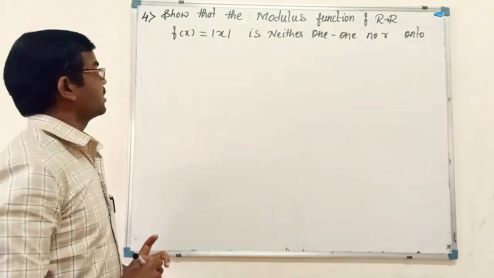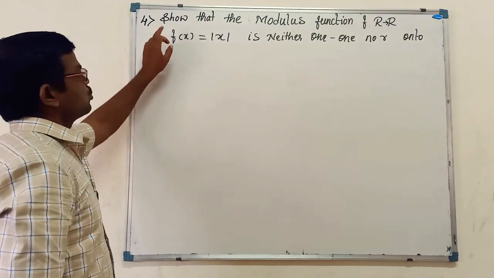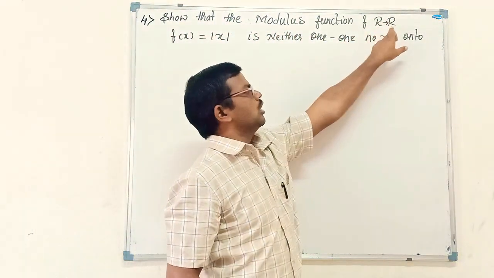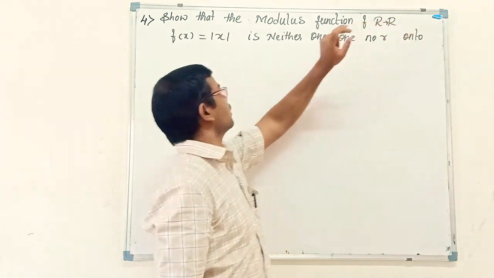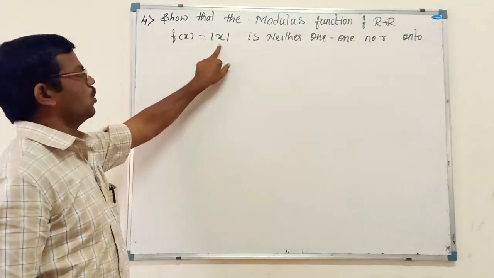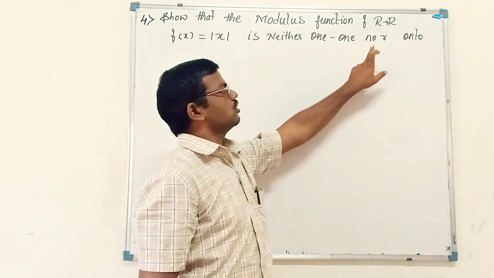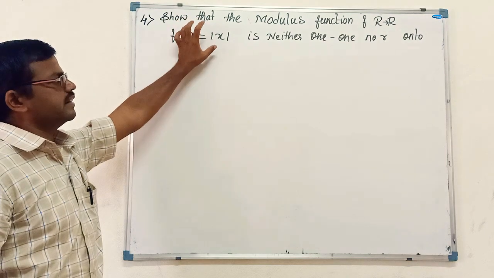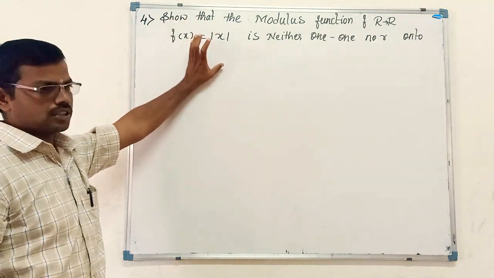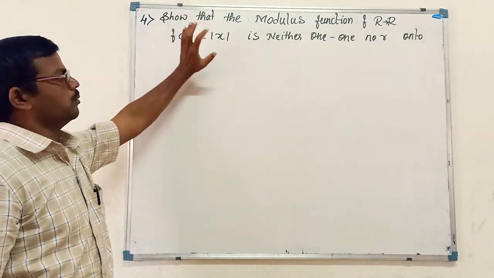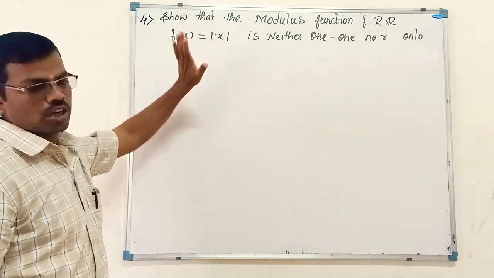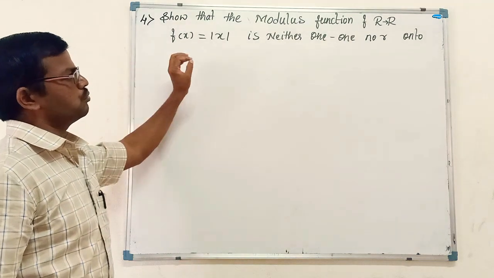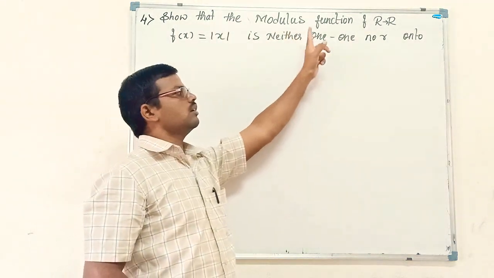So this is about the greatest integer function. Next we come to the fourth question. Show that the modulus function f from R to R, f of x equals mod x, is neither 1-1 nor onto. We already know the definition of the modulus function, and its domain and range from before. Using that concept, we have to prove whether it is 1-1 or not.